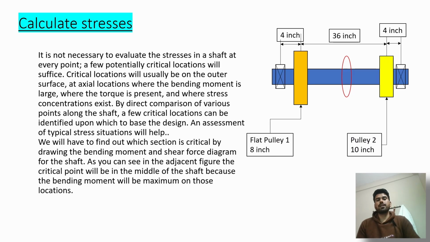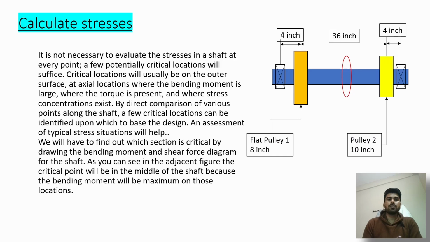We will have to find out which section is critical by drawing the bending moment and shear force diagram for the shaft. As you can see in the adjacent figure, the critical point will be in the middle of the shaft because the bending moment will be maximum at this location.